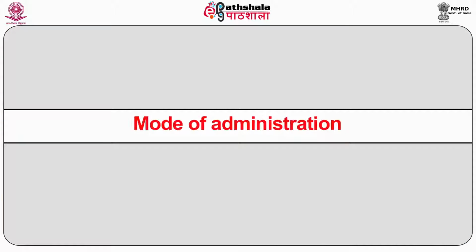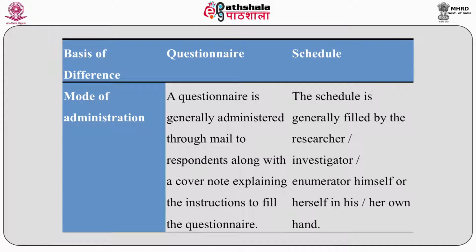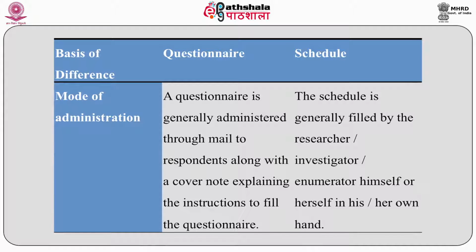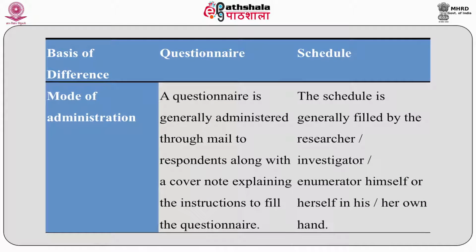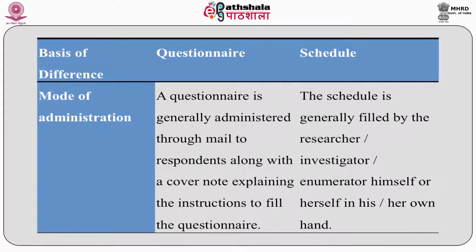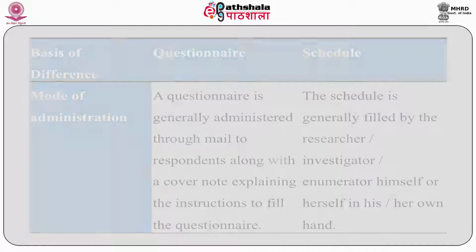The important points of differences are based on different bases. The first difference is based on the mode of administration. The questionnaire is generally administered through mails to the respondent along with a cover note explaining the instructions to fill the questionnaire. Whereas under schedules, the schedule is generally filled by the researcher or the investigator or the enumerator himself or herself in his or her own hand.